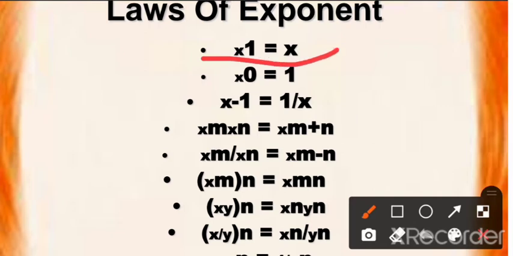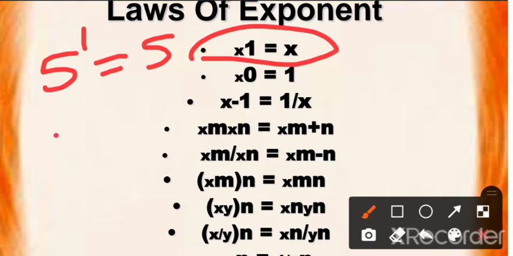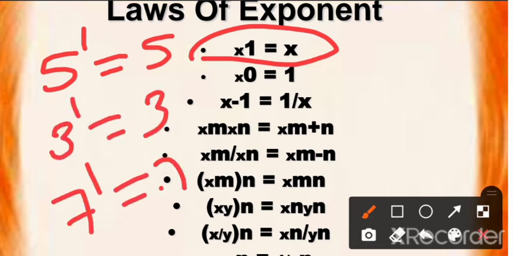So the first law of exponents: x power 1 means x. It means any number to the power 1 gives the same number. Like 5 power 1 will be 5, 3 power 1 is equal to 3, 7 power 1 is equal to 7. So the result is always the same number. So x power 1 is equal to x.